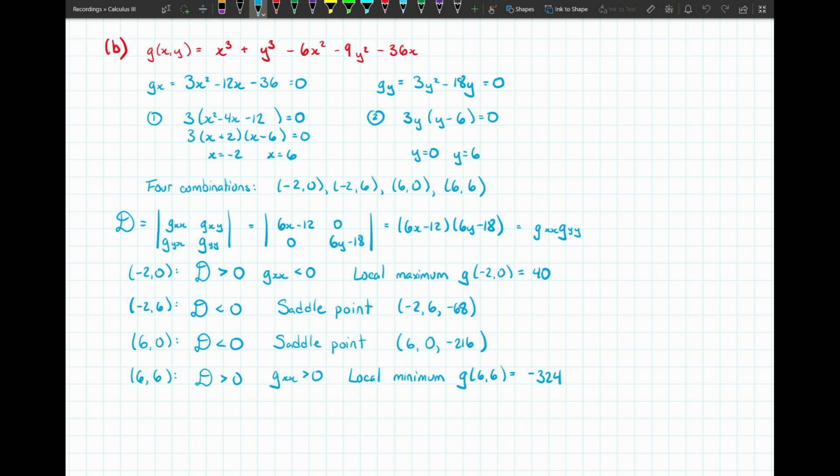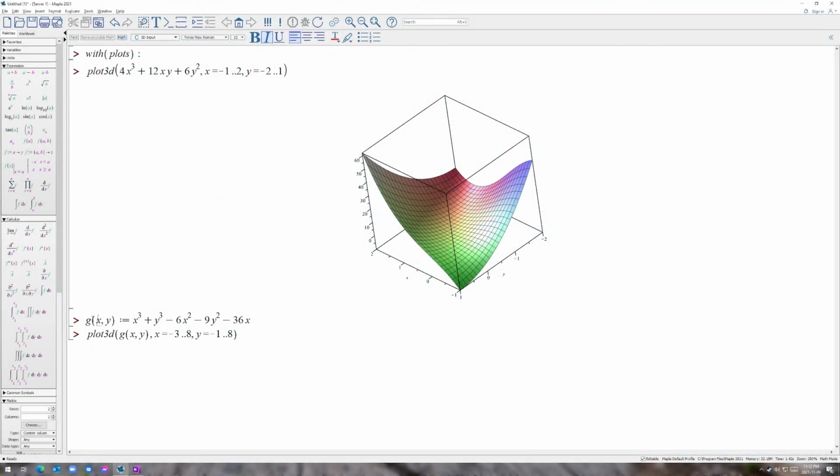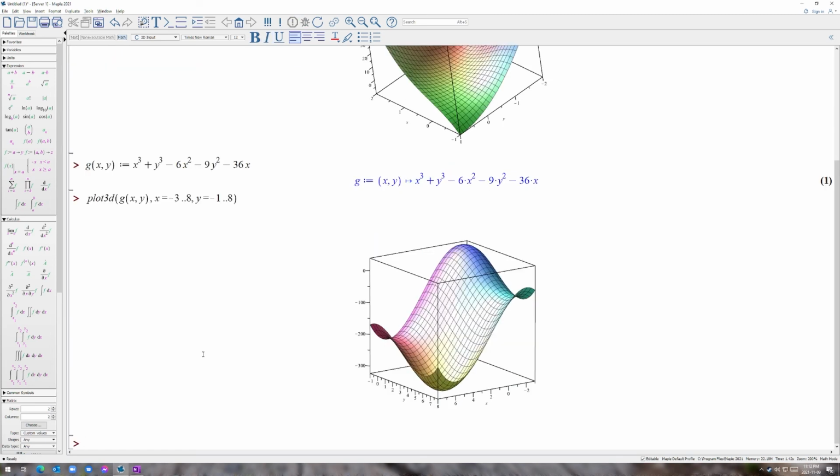Now, as before, let's see if we can visualize this, and we'll use Maple to do that. In this case, I'm going to define the function g(x,y) as x cubed plus y cubed minus 6x squared minus 9y squared, all minus 36x. And we'll plot g(x,y) on a range that's hopefully not too far away from those 4 points, because as you can probably imagine with a cubic polynomial like this, it is going to grow off to infinity if I zoom out too far. So let's see what we got.